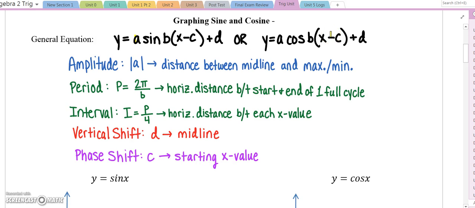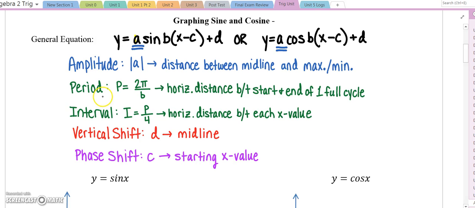exactly the same. Now with trig functions, graphing is a little different, so there's going to be some new vocab that we haven't had before with transformations. So that's what you have listed here. Amplitude, that's the absolute value of A, so it's using this number that's right in front, but always positive because it's a distance. The distance between the midline and either the max or the min. It should be the same.